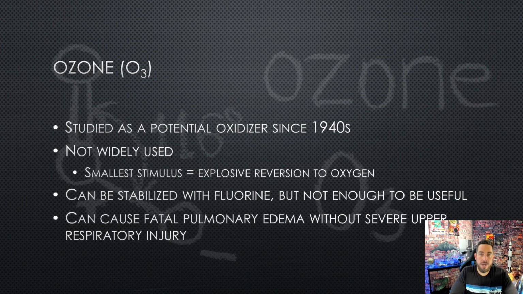The first cryogen that we'll talk about is ozone. Ozone is an allotropic form of oxygen. It's a colorless gas, but if it gets cold enough, it's actually a really cool looking deep blue colored liquid. If it gets too cold, it becomes a solid, but that's a different story. It's been studied as a potential oxidizer since the 40s. It's got a lot of promise that comes with it, but it's really not widely used today.